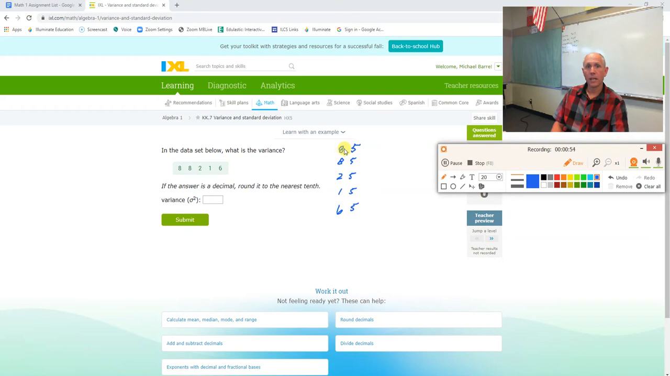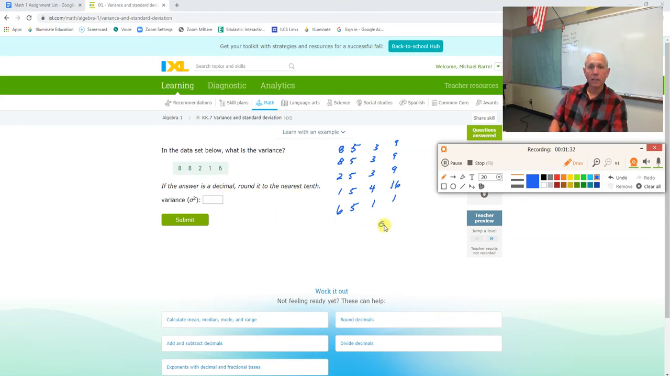So 8 minus 5 is 3, 3, 3, 4, 1, right? 8 minus 5, 8 minus 5, 5 minus 2, 5 minus 1, 6 minus 5. Square each of those. 9, 9, 9, 16, 1. Now you have to find the average of that. So the average of that is 9 plus 9 plus 9 plus 16 plus 1 divided by 5. Takes me to 8.8. Round it to the nearest tenth.